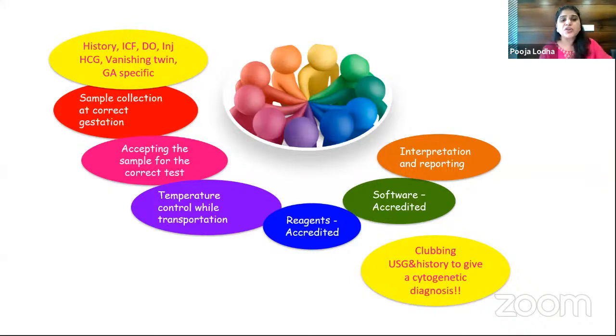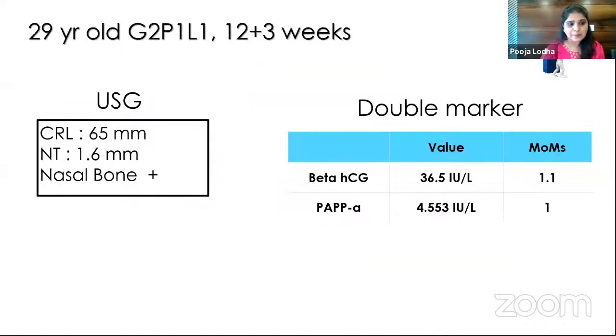Is the temperature controlled during transportation? Are the reagents accredited? Is the software for calculation accredited? Is the person reporting and interpreting the risk certified to do so? There are so many things to check, especially with so many genetic labs coming up. You need to make sure that where you're sending your sample is the right place.